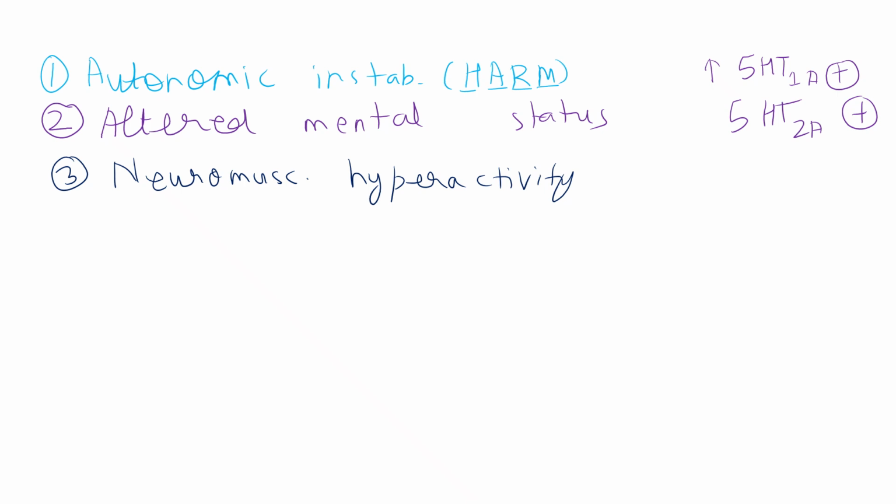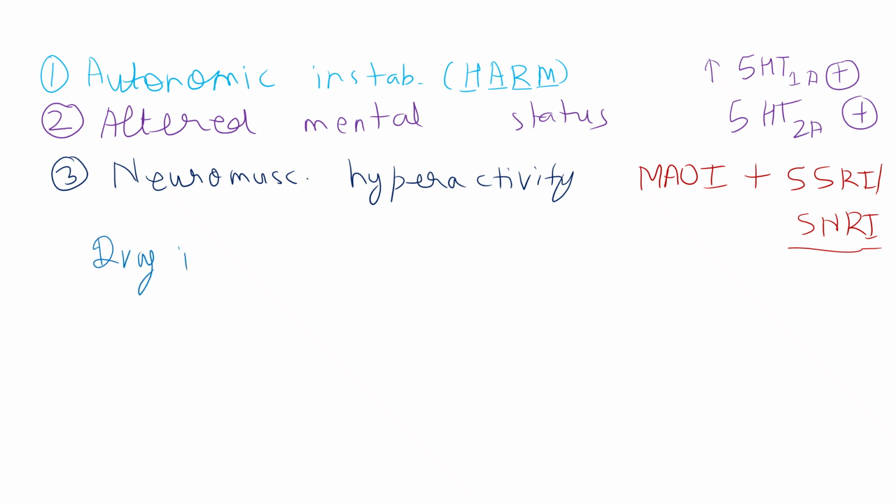This is also seen when a monoamine oxidase inhibitor is combined with a selective serotonin reuptake inhibitor or serotonin norepinephrine reuptake inhibitors like venlafaxine and duloxetine. Causes I told you, drug interactions also I told you. One extremely important drug interaction is with any serotonergic medication, like paroxetine, which is an SSRI, combined with a monoamine oxidase inhibitor.